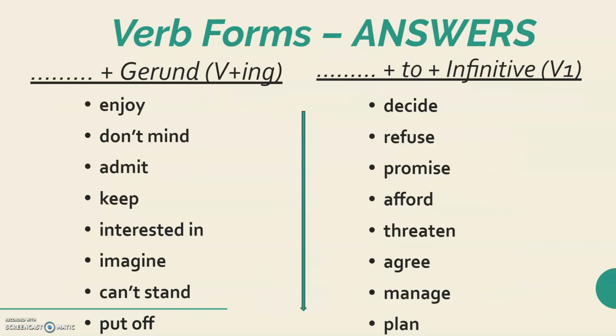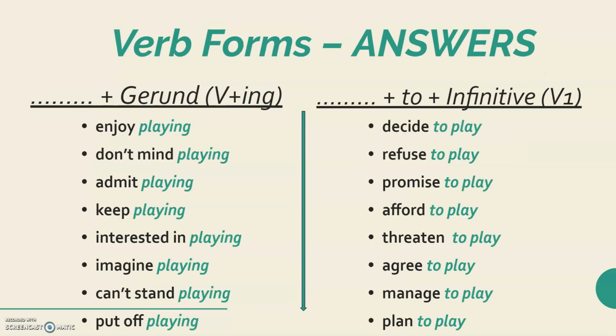Here they are. So enjoy playing, don't mind playing, admit playing, keep playing, interested in playing, imagine playing, can't stand playing, put off playing. These words all work with the gerund. Decide to play, refuse to play, promise to play, afford to play, threaten to play, agree to play, manage to play, and plan to play. These words all use the infinitive.